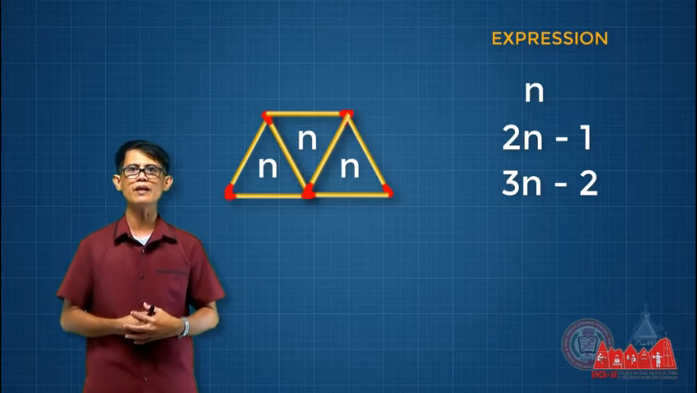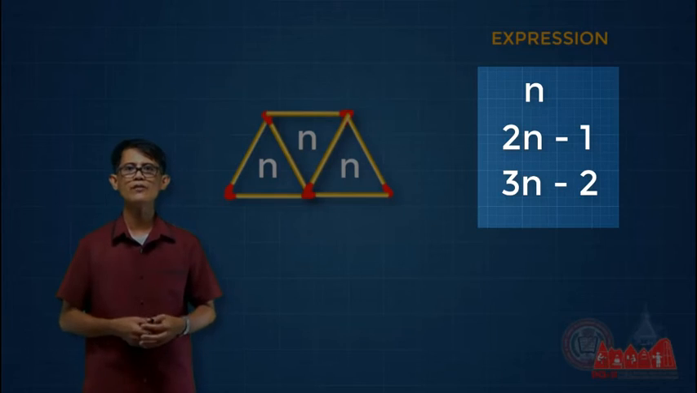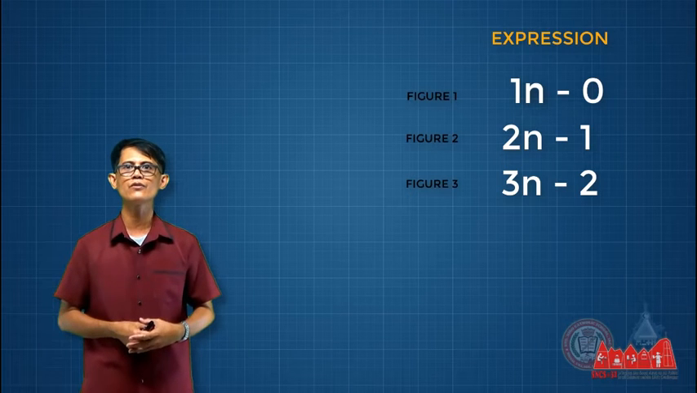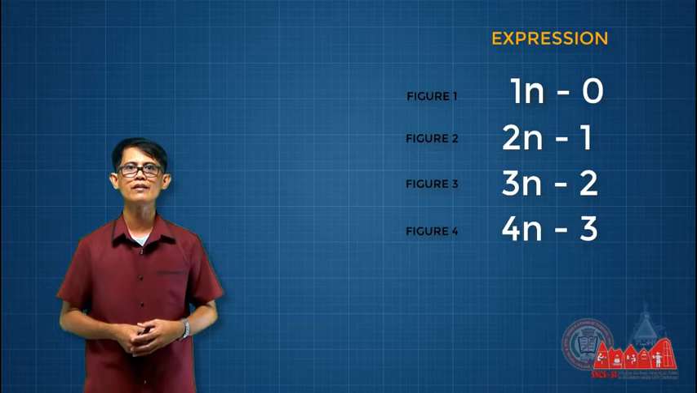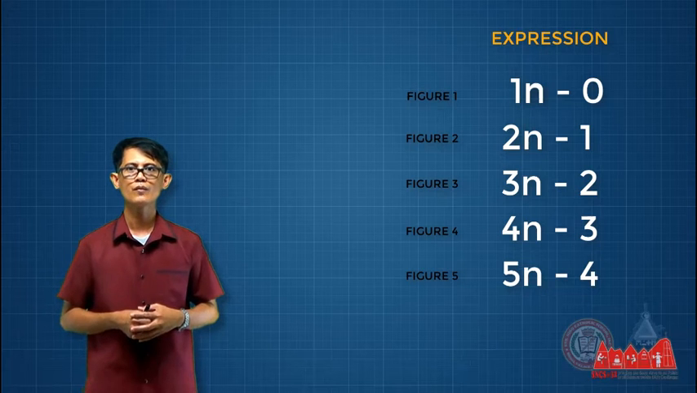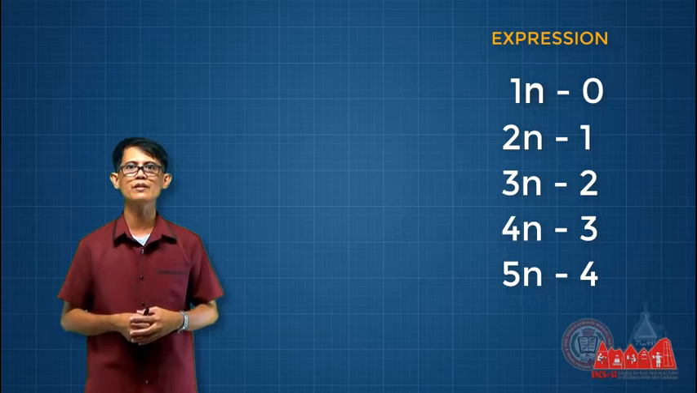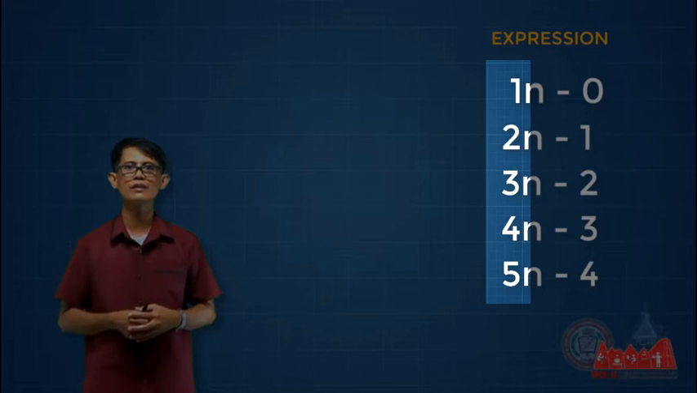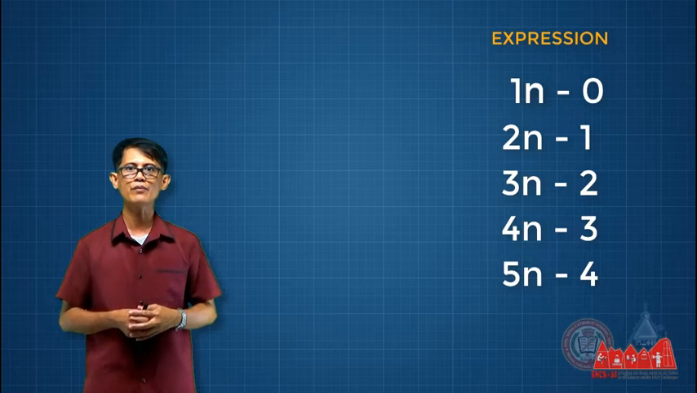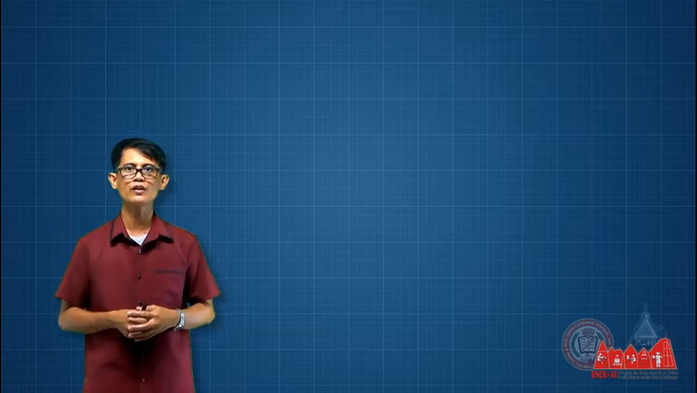Now look, can we see a pattern? Actually, our first expression is 1n minus 0 because we don't remove any matchsticks. It follows that the expression on figure 4 is 4n minus 3. Figure 5 is 5n minus 4 and so on. Observe that if we subtract 1 from each of these numbers, the results are the numbers on the right column. It creates a pattern. Because of this, we can now teleport to figure 20 or figure 100.